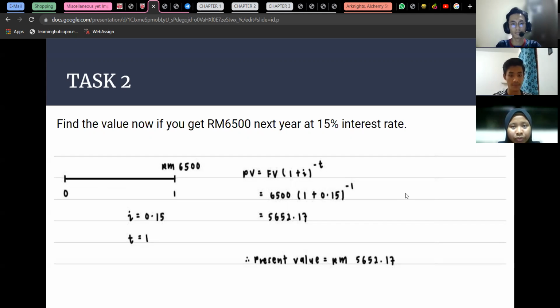Next. So for task 2, the question is find the value now if you get 6,500 next year. What it means here next year is another 1 year. So the T is 1 at a 15% interest rate, which is I equals to 15%, 0.15. So like task 1, we put the data into the formula and we will get the present value of 5,652 ringgit and 17 cents.